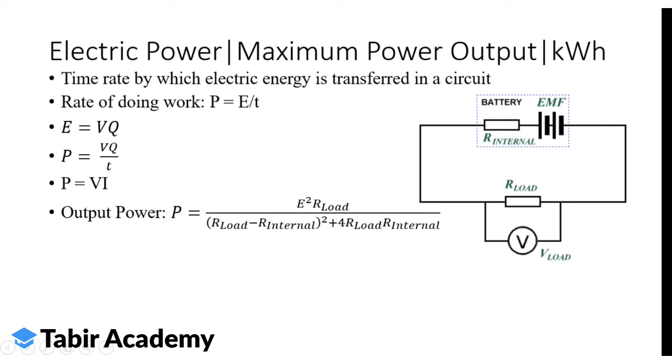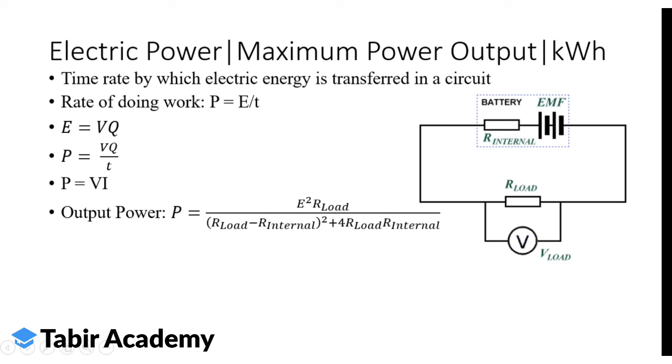So we can write P equals VI as P equals V squared over R. Since we know by Ohm's law V equals IR, that means I equals V divided by R. If we replace this I by V over R, then we will get P equals V squared over R. So using this formula and this formula, we can easily reach this result.